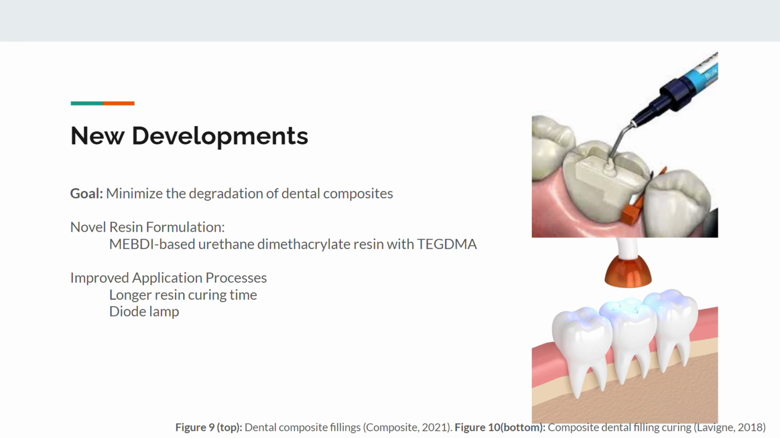In terms of processes, the type of light source used for photopolymerization, or curing, as well as the time the resin was left to cure, are important in decreasing the amount of harmful monomers being released by the degradation of the dental composite. Studies revealed that the best results for limiting degradation were found with longer resin cure times and the use of a diode lamp as opposed to a halogen lamp for activation.